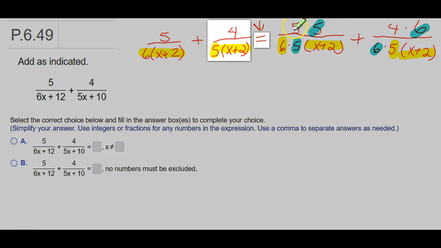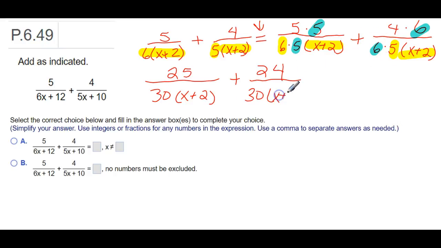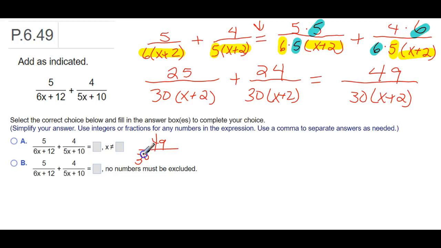And now just simplify. 5 times 5 is 25. On the bottom, I get 6 times 5 is 30 times x plus 2. And then the other one, 6 times 4 is 24. And then 6 times 5 is 30 times x plus 2. And then once you have common denominators, that's going to be the denominator, and then you just add your numerators. So 25 plus 24 is 49. So that's what I would write there in that box. 49 over 30 times x plus 2.